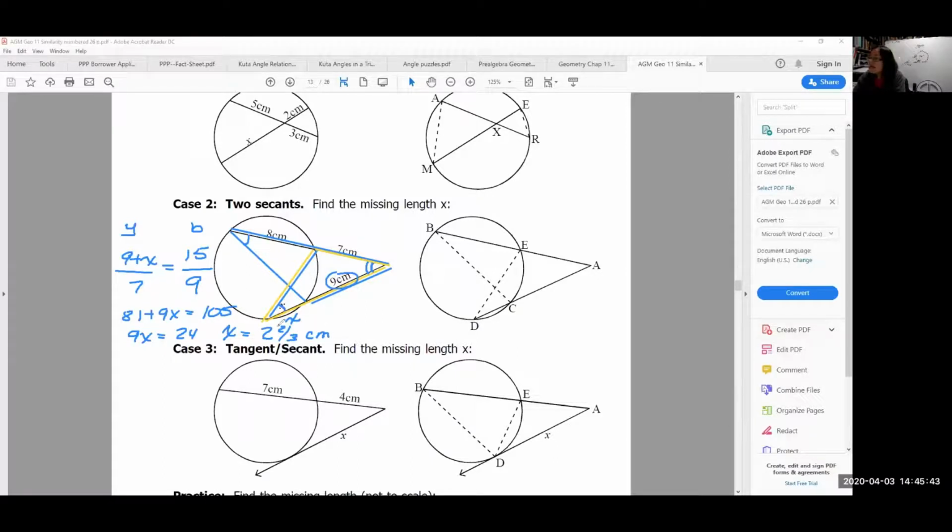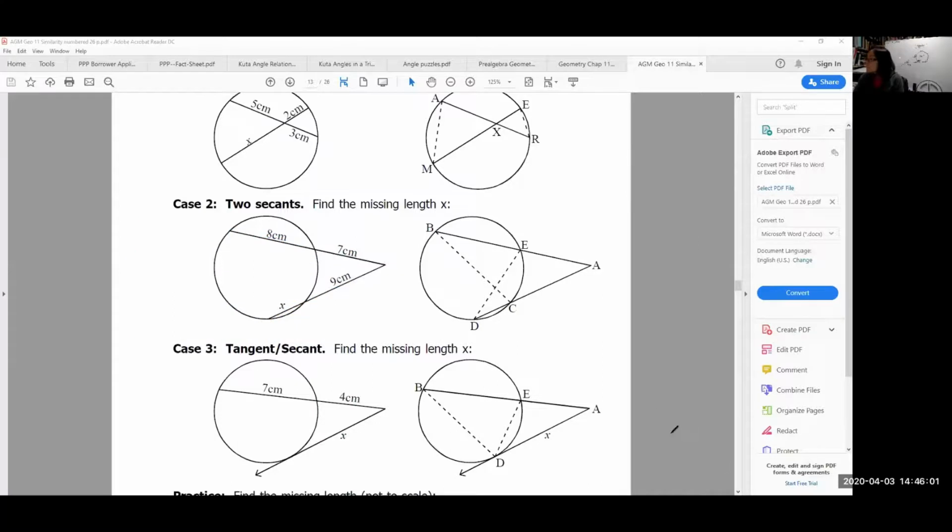And then I always take a look at my answer and ask, does that look like it makes some sense? Well, first of all, the yellow triangle's smaller, so x plus 9 should be smaller than 15, and it is. 2 2/3 plus 9, I'm going to get 11 2/3, okay? So that gets me going on that one. Let's go to case 3.